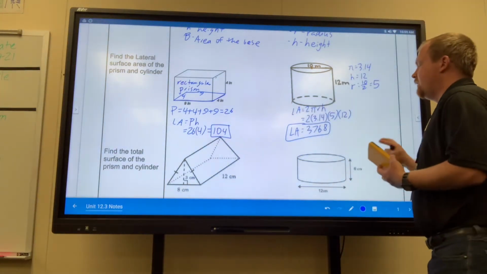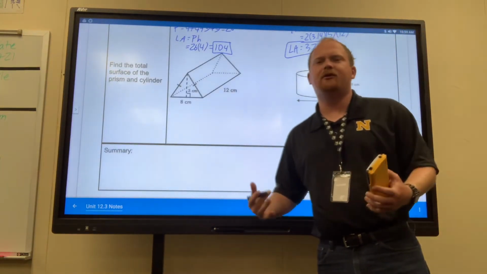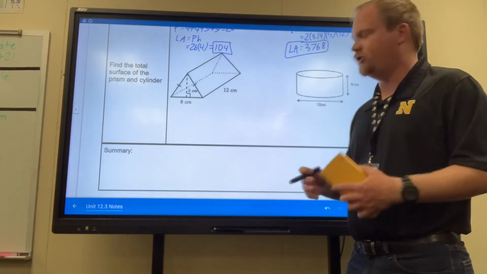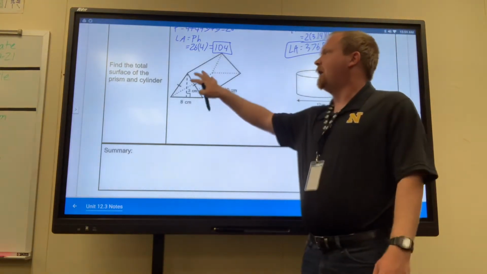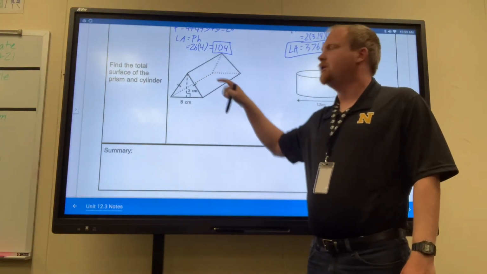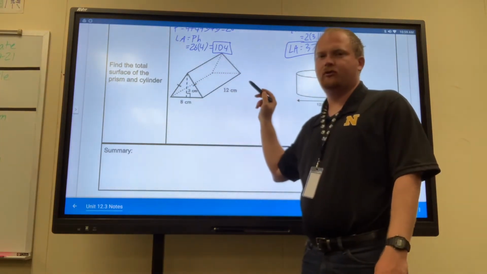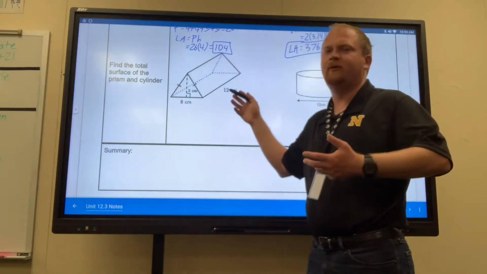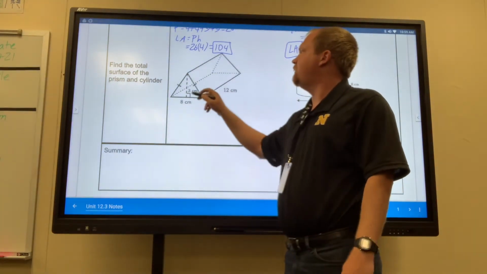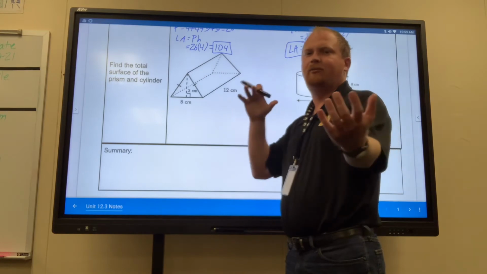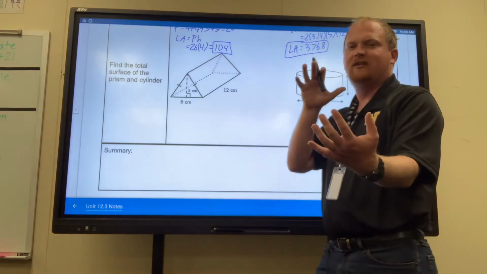All right. Now, next, we want to be able to find total surface area of a prism or a cylinder. Looking at this right here, I would call this a triangular prism because the two main bases are triangles. They're not rectangles. There are rectangles involved, but the two bases are the two shapes that face each other. That's the idea.